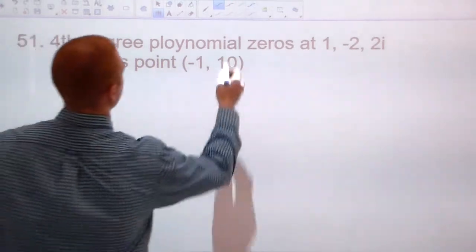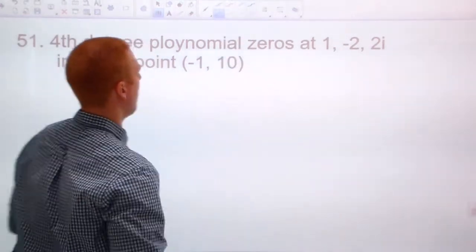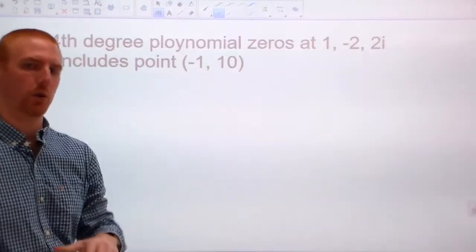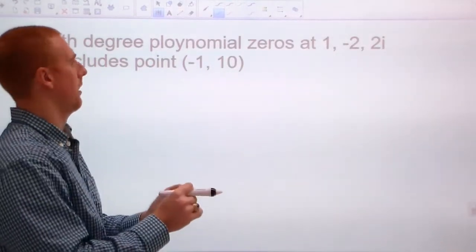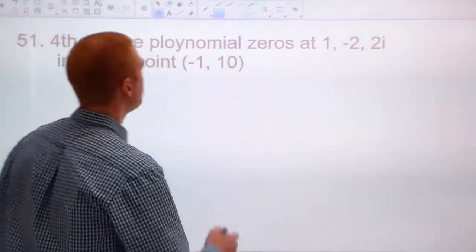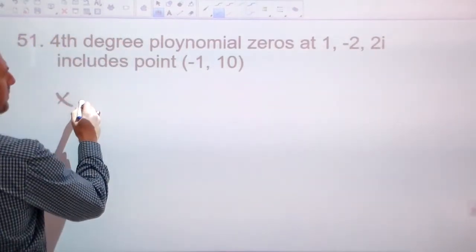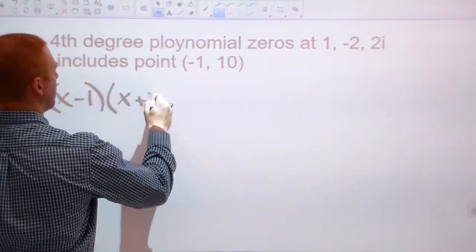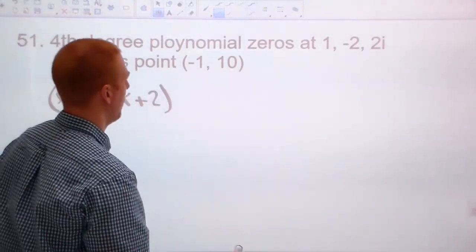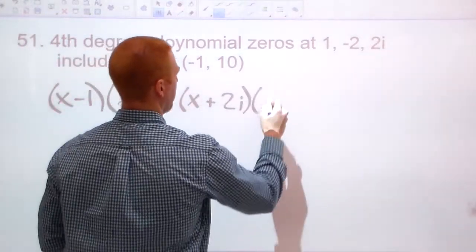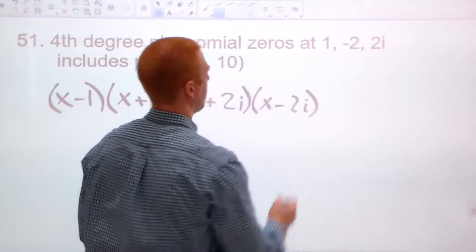So that being said, let's jump in, make sure we get a fourth degree polynomial. We will hold off on the solution point for now. Don't worry about that quite yet. Let's just get a polynomial that has these 4 zeros. So if x is 1, the factor version is x minus 1. If x equals -2 is a solution, then x plus 2 is a factor. And then x plus 2i, x minus 2i are two other factors.